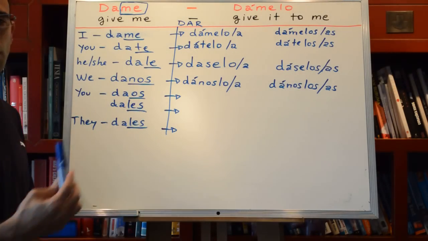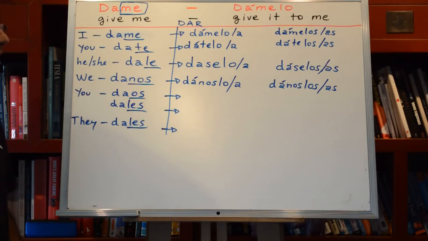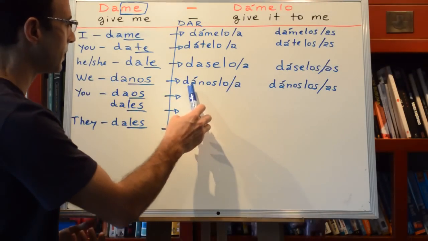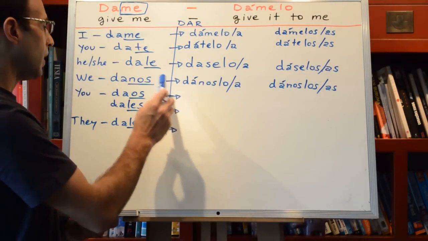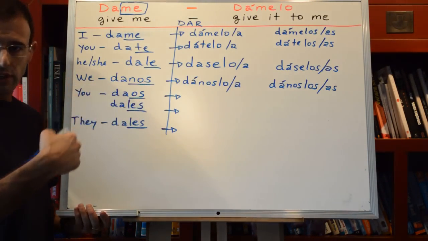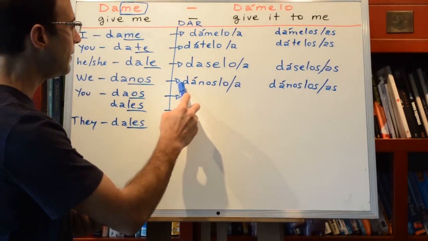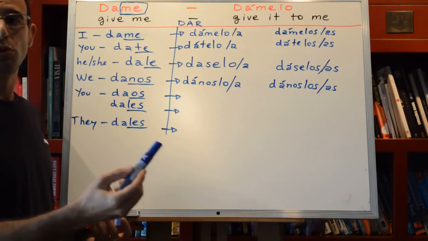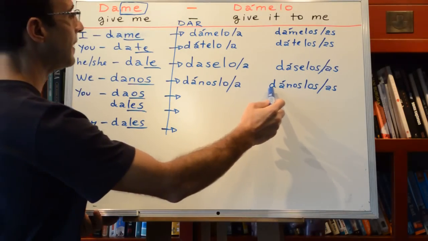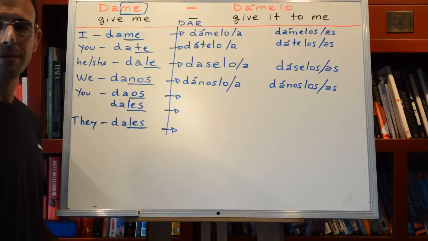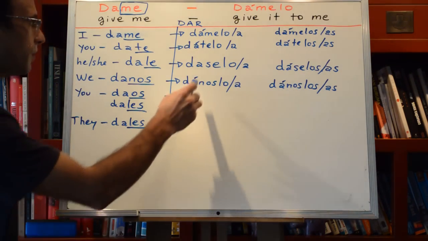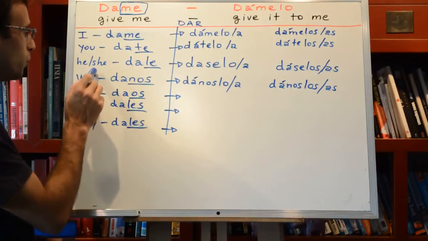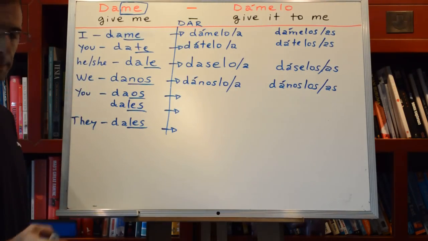Sorry, I messed up. We are talking for we, for us. So, dánoslo is give it to us. Dánoslos is give them to us. But this is always to us because we are talking for we.